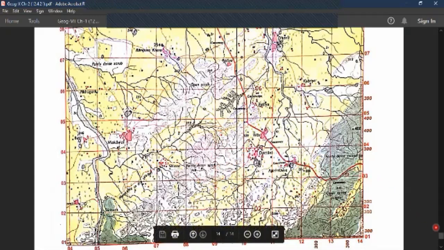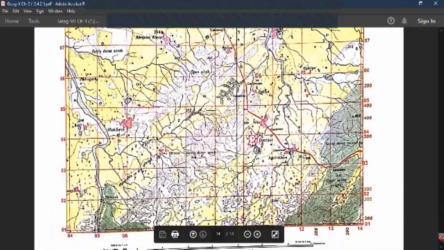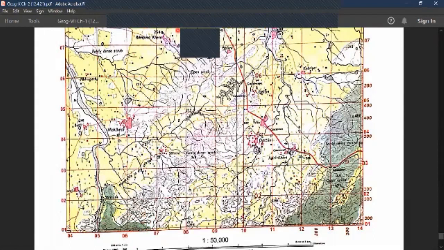As you can see in this topographical map, the lines increasing in value eastward, like 4, 5, 6, towards the east direction, the numbers are increasing. So these lines are known as eastings. These are the easting lines.